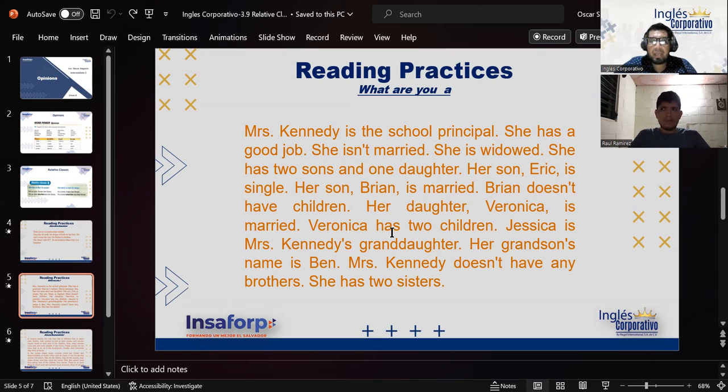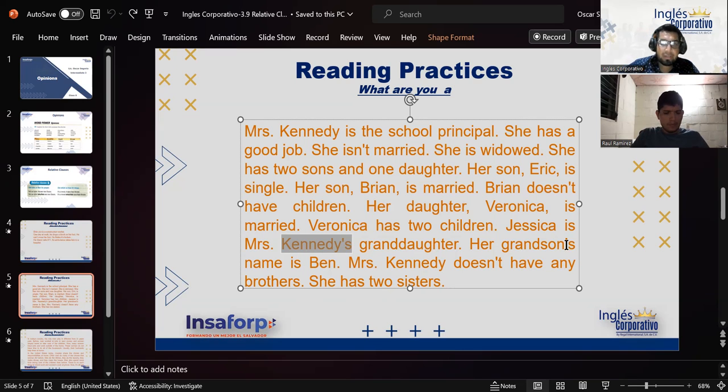Anyway, then we have her daughter, Veronica, is married. Veronica has two children. Jessica is Mrs. Kennedy's granddaughter. So here we also have one of those possessives. Sí, tenemos uno de los posesivos, ¿verdad?, comunes del inglés. Mrs. Kennedy's granddaughter. Her grandson's name is Ben. So very easy.